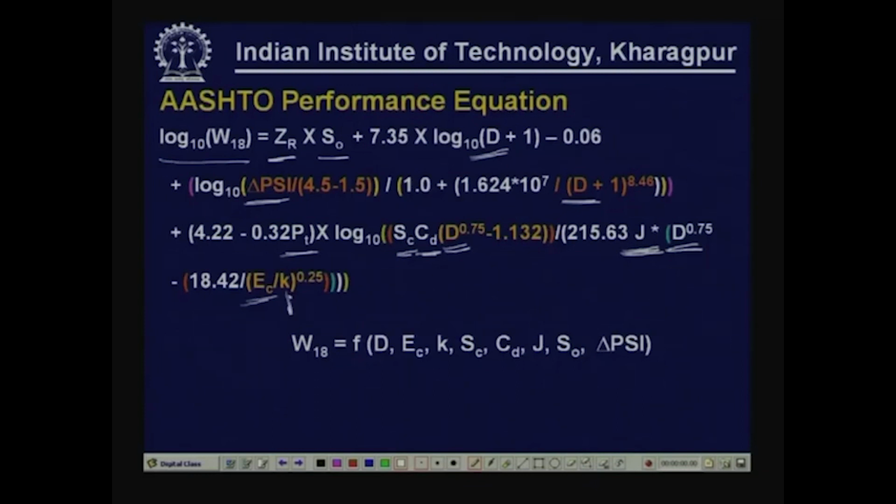So, as you can see, W18 is a function of thickness of slab, concrete modulus value, modulus of subgrade reaction, concrete flexural strength, drainage coefficient, load transfer efficiency, reliability parameter, and loss in serviceability, and of course terminal serviceability value that we consider for designing a given pavement.